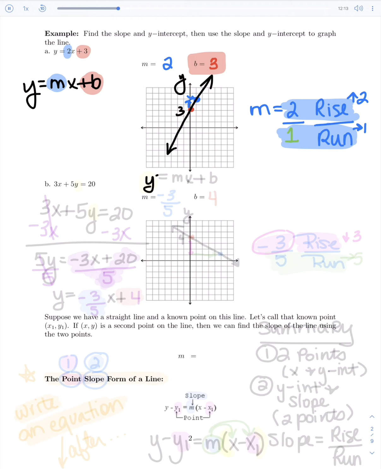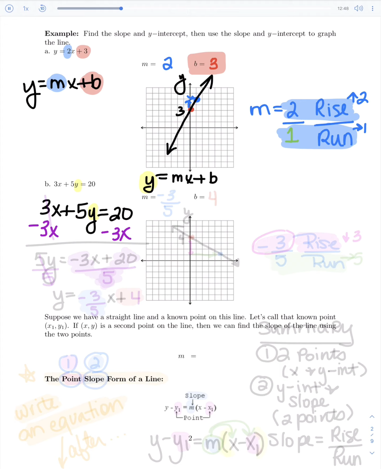So how do I get it to be in the form y equals mx plus b? Well, that means in order for it to look like that, first of all, y needs to be by itself. So how do I solve this equation that I've got for y? How do I solve this 3x plus 5y equals 20 for just a y? Well, first of all, let's get the y by itself. So we'll subtract a 3x from both sides.